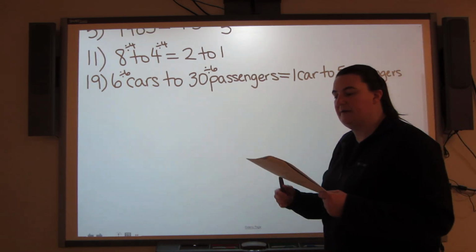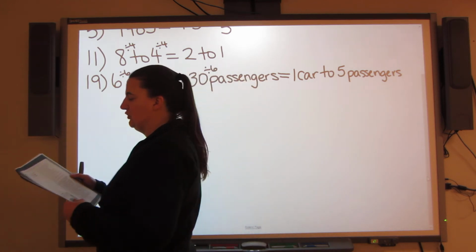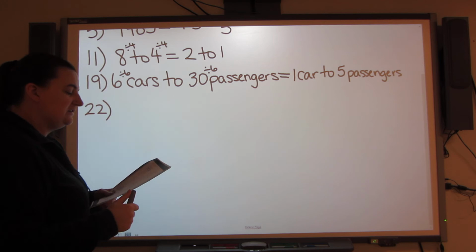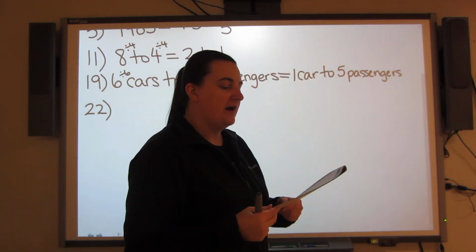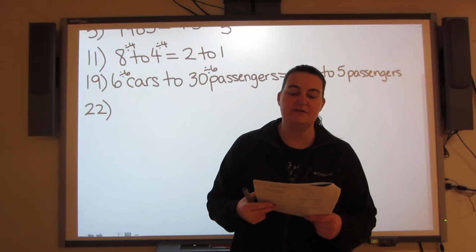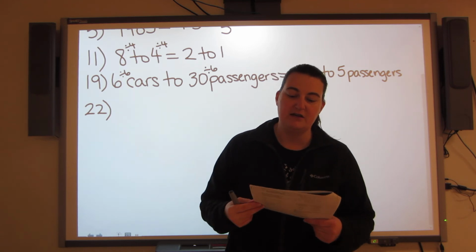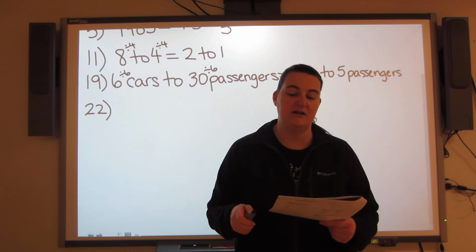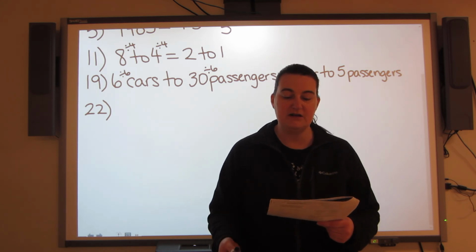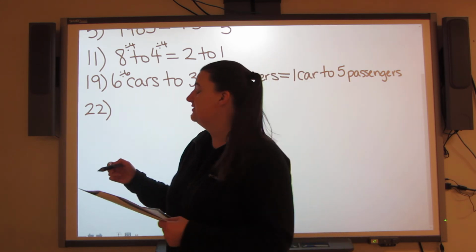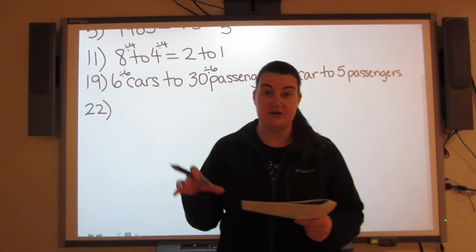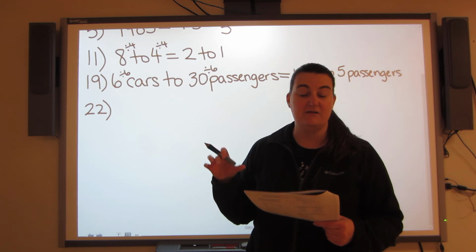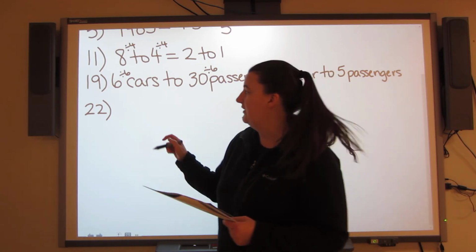Let's talk about number 22. So number 22 is a word problem. It says, for every 35 kilograms of iron within the earth, there are 30 kilograms of oxygen and 15 kilograms of silicon. Express the following ratios in lowest terms. So you know you're dealing with the numbers 35 of iron, 30 of oxygen, and 15 of silicon.